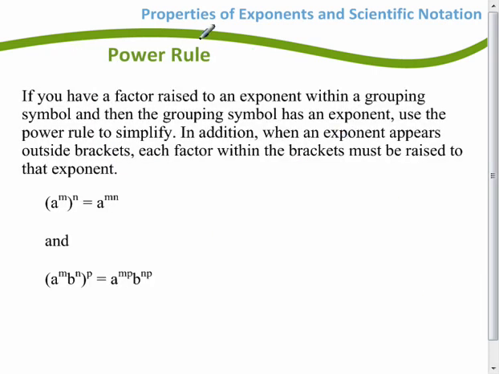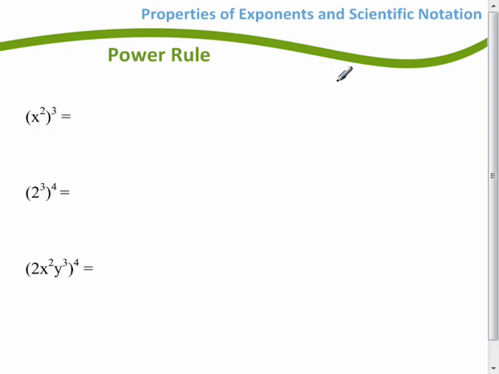The next rule deals with something called the power rule. And it says that if I have an exponent that is raised to another exponent, I multiply these two exponents. And if I have more than one term inside of that bracket, every factor within that bracket, its exponent is multiplied by the p. Doesn't matter what the bases are, every factor that's within this bracket, the exponent must be multiplied by p. So here's some examples to try.